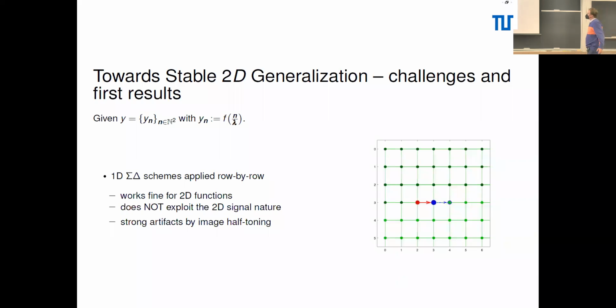The first thing that you could do, if you don't know how to do 2D sigma delta, is let's just do 1D row by row. If we're applying this to band limited signals, we get okay error bounds, because you can just get the error bounds line by line, and that's not a problem. But it doesn't exploit the 2D nature at all. And also, if you look at the images that result from this, it's horrible, right? You see these very strong line artifacts. You don't want to do this.